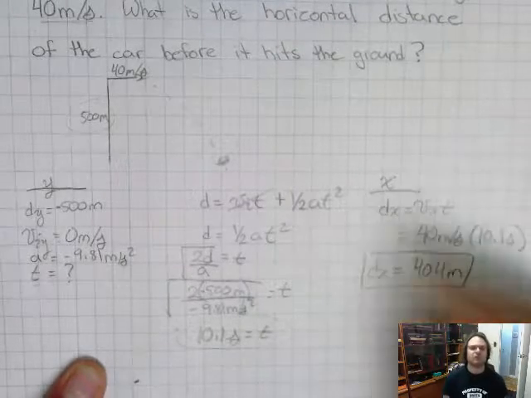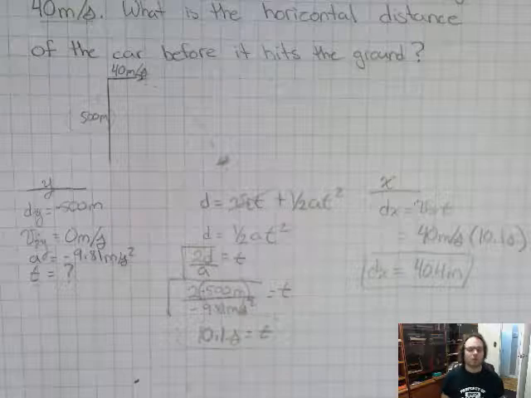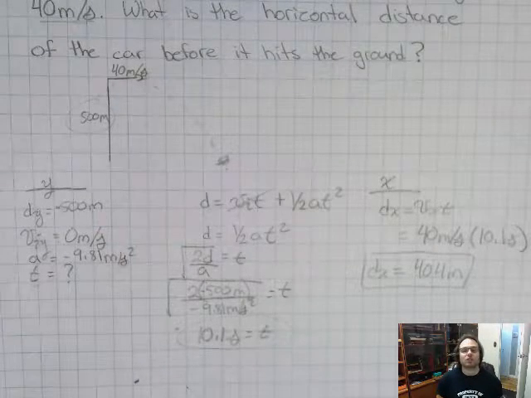So that is how we solve a simple question where we just have a horizontal projectile going off a cliff.